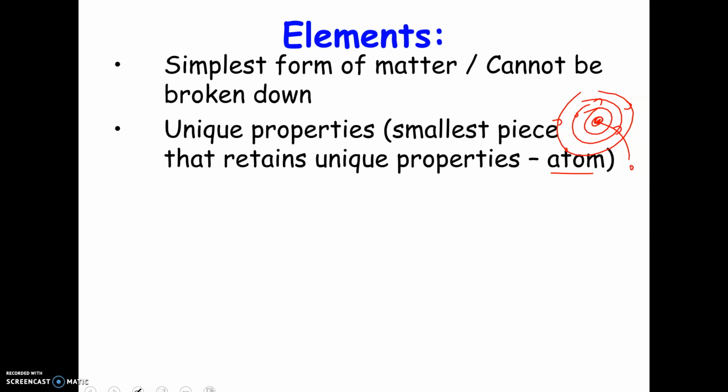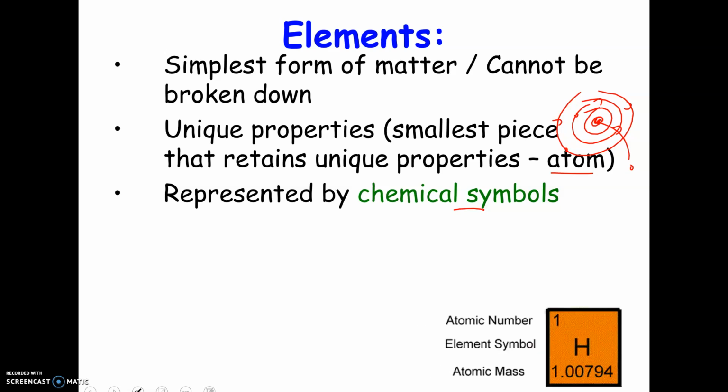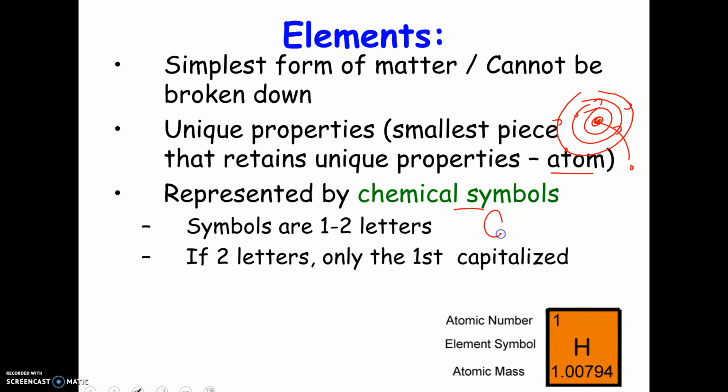We represent atoms by chemical symbols. They're usually 1 or 2 letters. We don't have enough letters to have every symbol just be a single letter. So for example, C is for carbon, but then we do Ca, and that's calcium, or Cu, and it's copper, or Co, and it's cobalt. If it is 2 letters, only the first one would be capitalized.